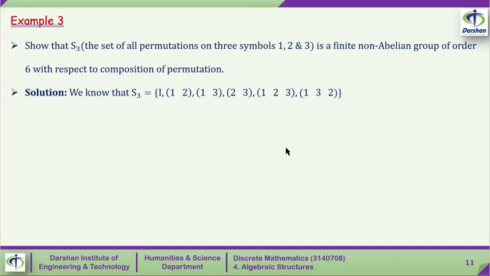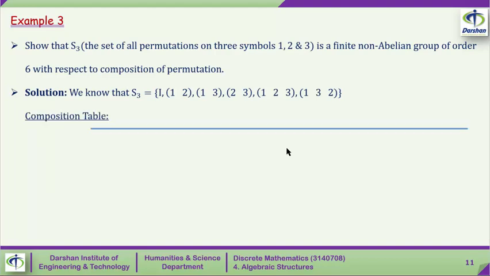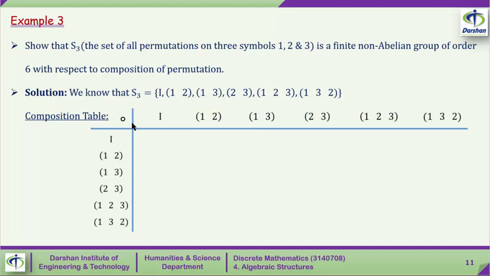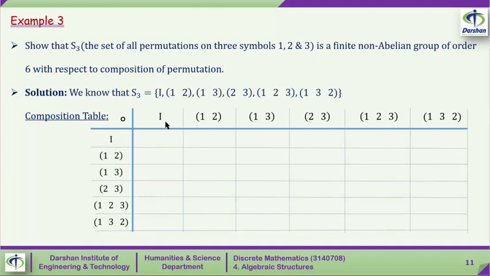Now this example we prove by using a composition table. So this is the composition table. Now here we write the composition sign. Now these are the elements of S3. First, I of I means we get the identity element. Then I of (1 2), we get (1 2) itself. I of (1 3), then we get (1 3). Similarly, we get (2 3), (1 2 3), and (1 3 2).